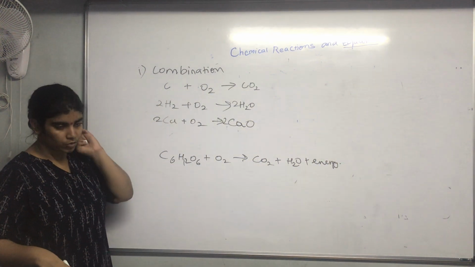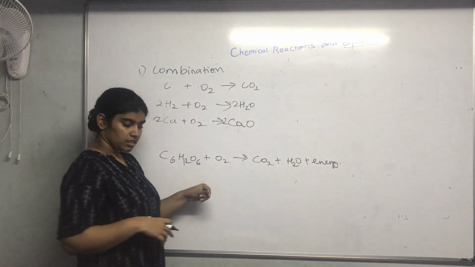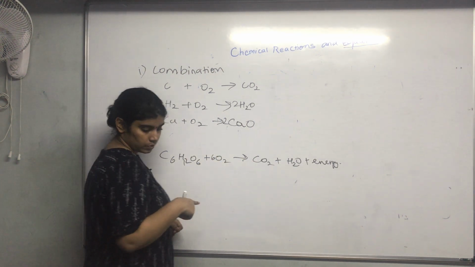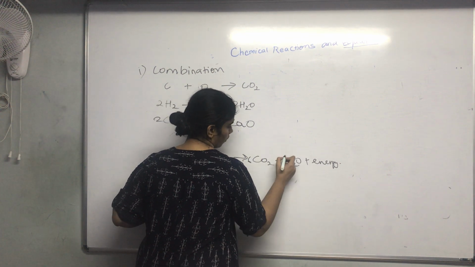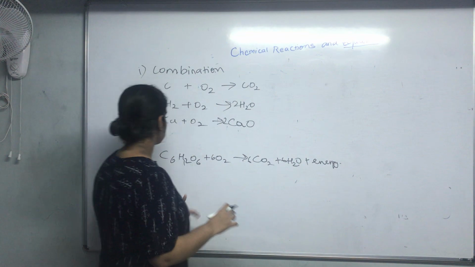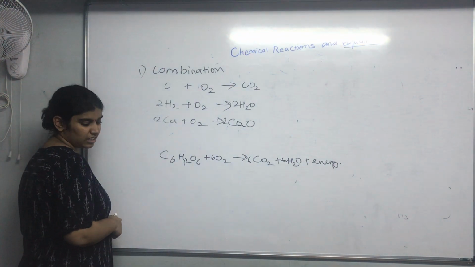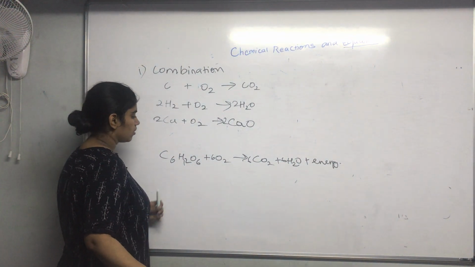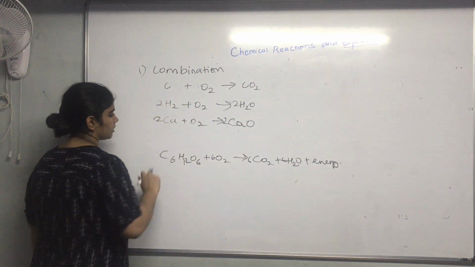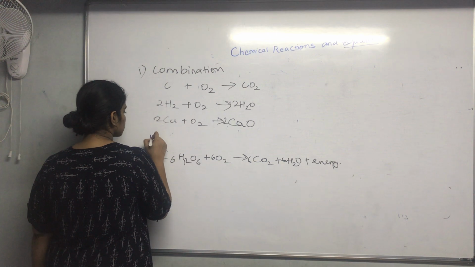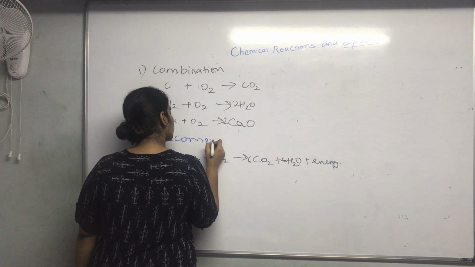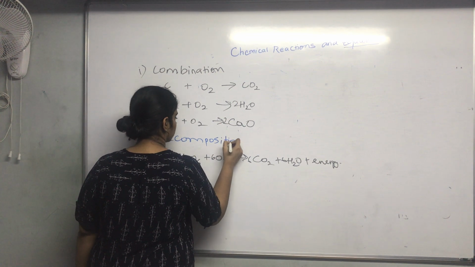So this is, I've not balanced it. If I balance this reaction, it will be 6O2 gives you 6 of each. Fine. So this is the simple reaction of glucose getting broken down into carbon dioxide and water. So this kind of reaction is known as decomposition reaction.